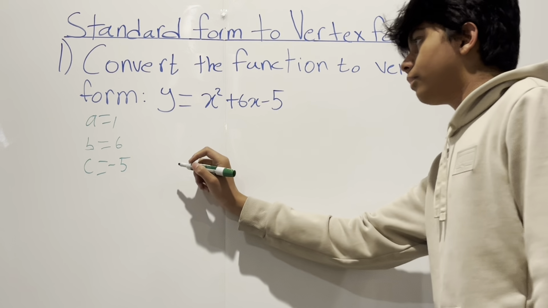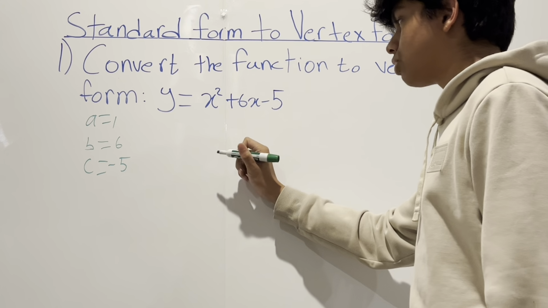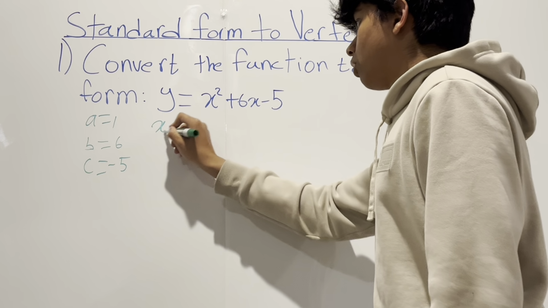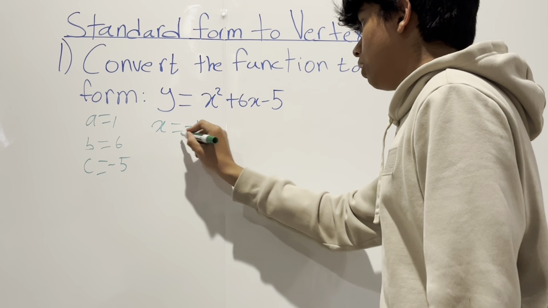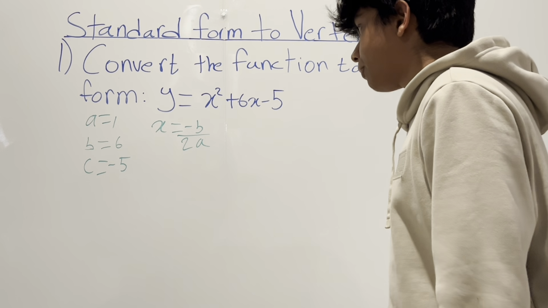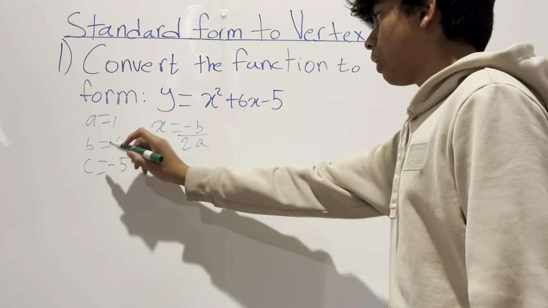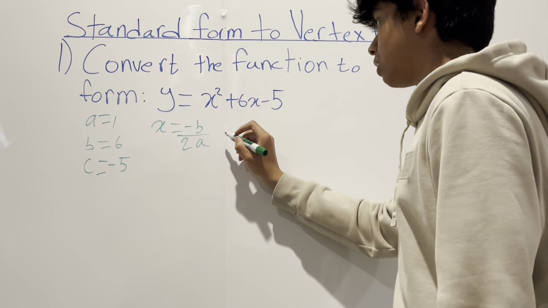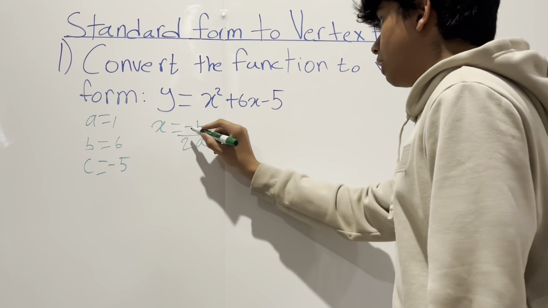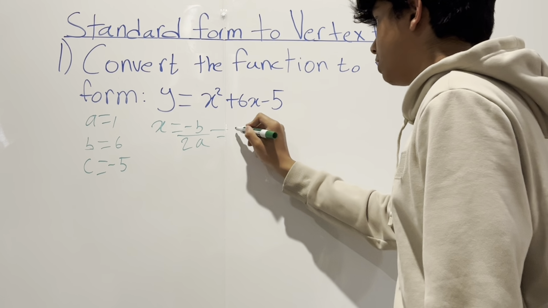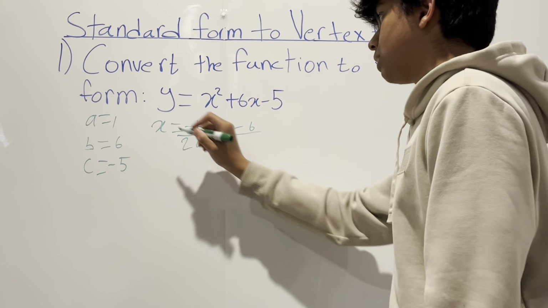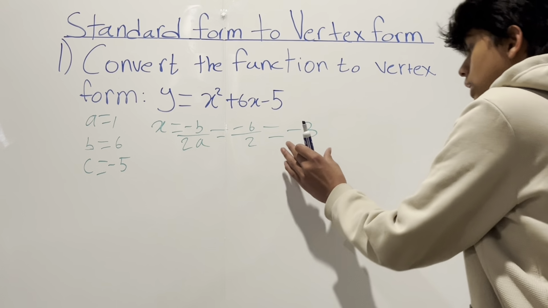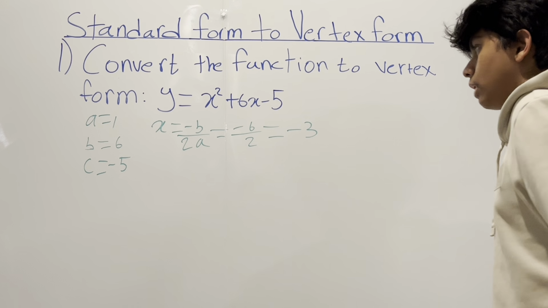If you remember the formula for the axis of symmetry, which is the x coordinate of the vertex, it is x equals negative b over 2a. If you plug our b and a values into this, we'll get the x coordinate of our vertex. Negative b is negative 6, divided by 2 times a, which is 2, and this is equal to negative 3. So this is the x coordinate of our vertex.